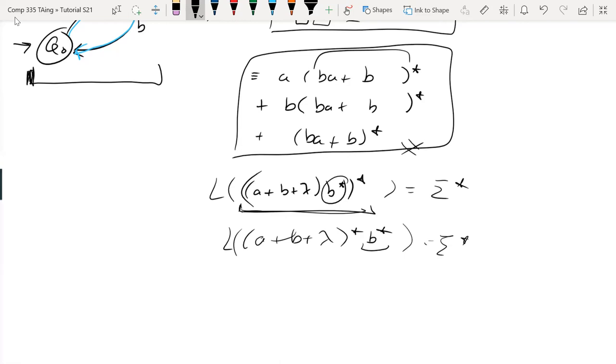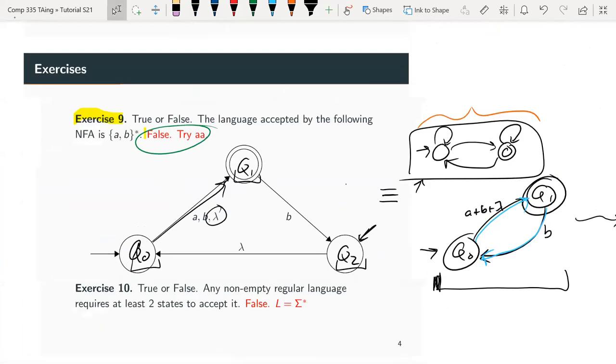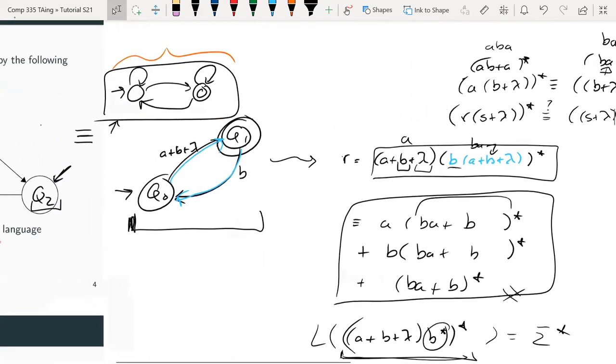Was the question to convert the FA? No, the question was very different from what I'm doing. It was: is the language accepted by the following NFA sigma star? We already said no, but that's not very interesting. So the actual language accepted by this FA is the language represented by this regular expression. Okay, any other questions about this?